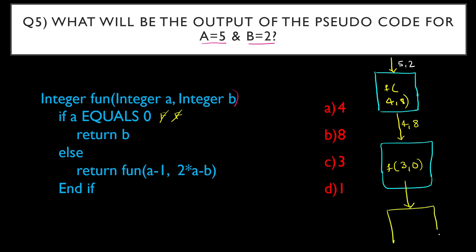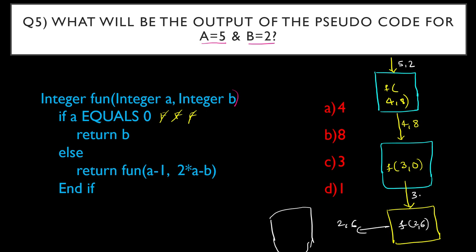In this next function call, again you are going to check if the value of A equals 0. It does not equal 0, so the condition becomes false. So what you are going to pass here is f of A minus 1, that is 2, comma 2 into A. 2 into A is 3 into 2 minus 0, because the value of B is 0. So 6 is what you're passing to the next one. So in this next one, the value is 2 comma 6.